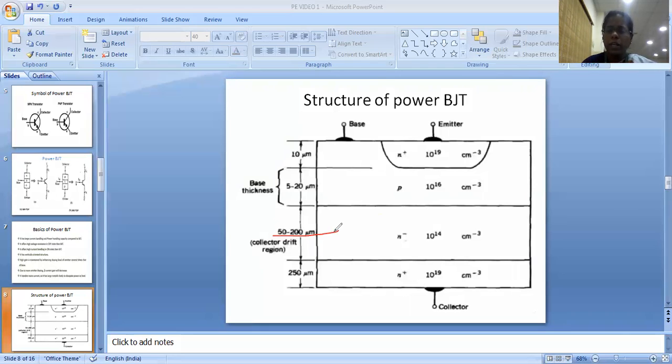Looking at the structure, you can see a normal N, P and N, an NPN transistor. In addition to this, we have the drift layer, the N minus layer. It is a lightly doped N layer. Because of this drift layer, it becomes a power BJT, where it can handle large current and high voltage.